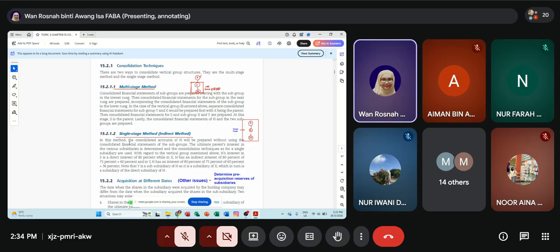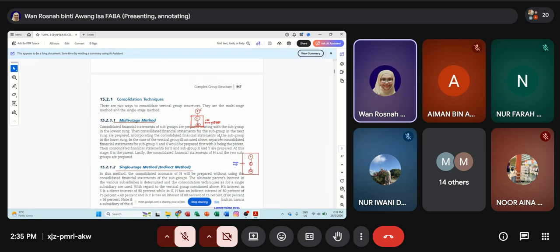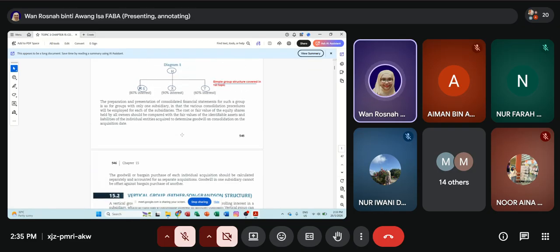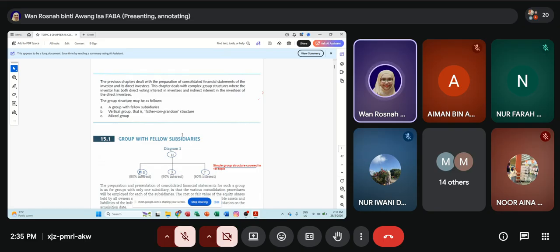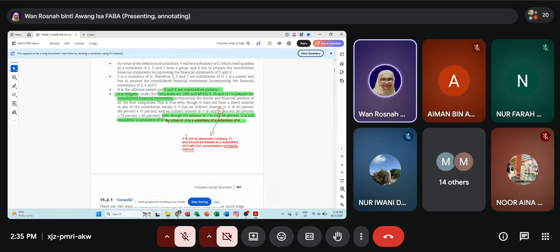The other method is the indirect method, whereby you combine H plus S plus SS subsidiaries. That one is for the vertical group. For the mixed group, let's go back to the last part, which is the mixed group, where you have a holding company acquire a subsidiary, but I think it's going to be in the other.